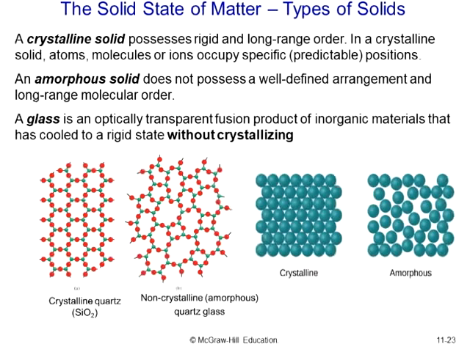Okay? A glass is an optically transparent fusion product of inorganic materials that are cooled to a rigid state without crystallizing. In other words, we make the glass by solidifying it, but we don't allow it to form the crystal states. Okay? So let me say that again to be clear. A glass is an optically transparent fusion product of inorganic materials that have cooled to a rigid state without crystallizing. The glass gets hard, but it does not form crystals. It does not form a crystalline pattern. Okay? So be aware of that. We show you an example of crystalline quartz versus non-crystalline amorphous quartz glass. So we have quartz glass, and then we have crystalline quartz. All right?